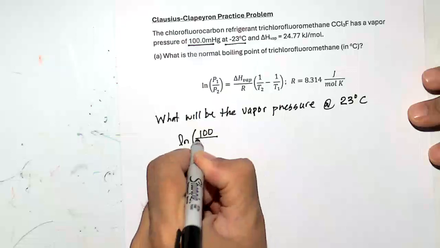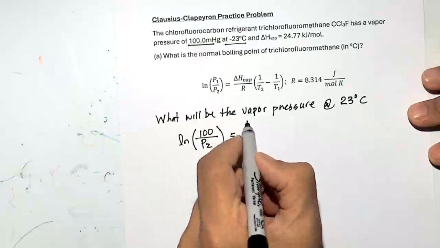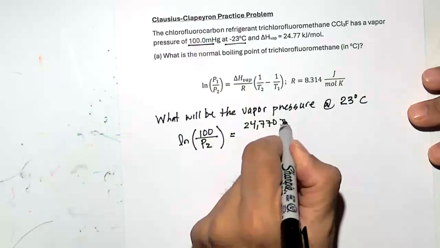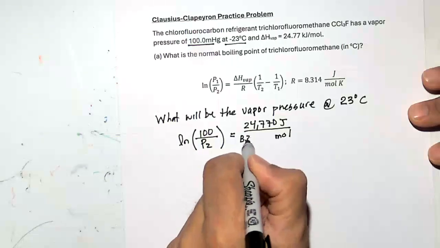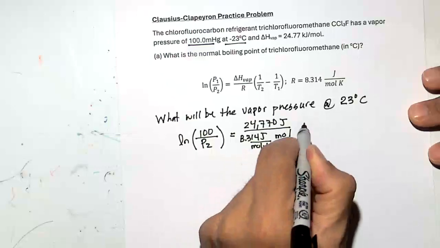All right, we still have this at 100. This time we'll solve for P2. The delta H vaporization is going to be 24,770 joules per mole. The R will be the same at 8.314 joules per mole Kelvin.